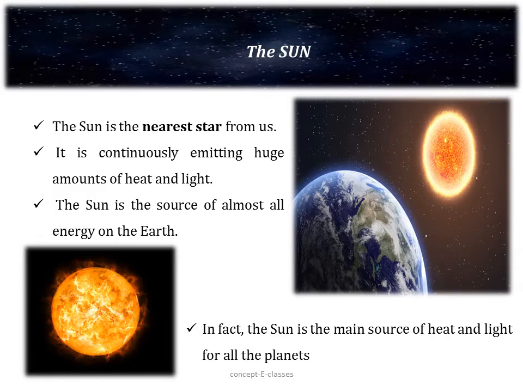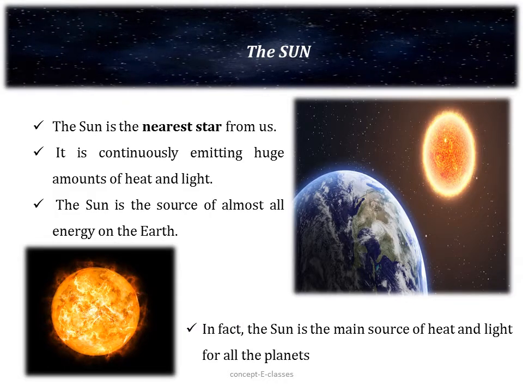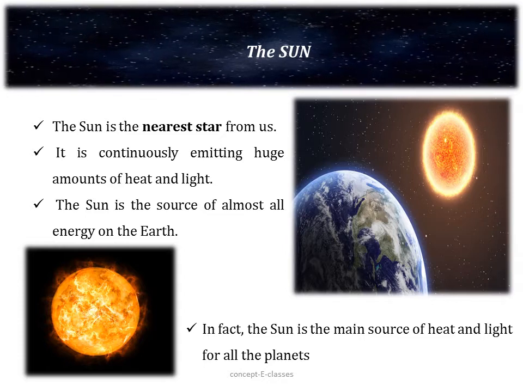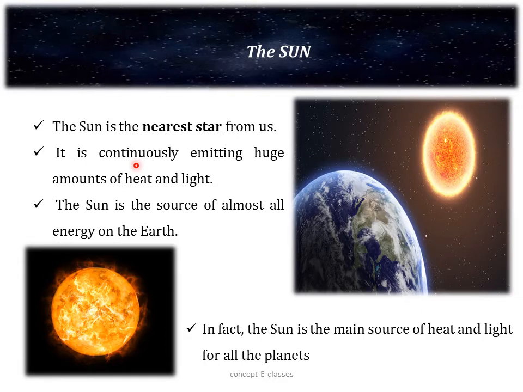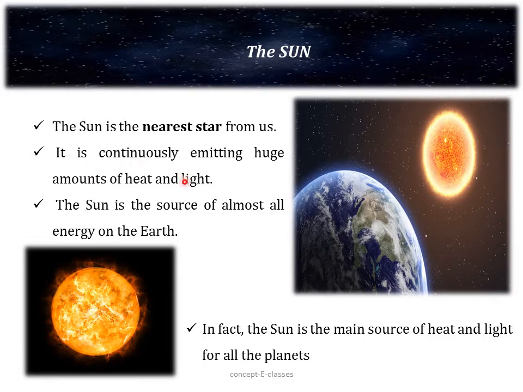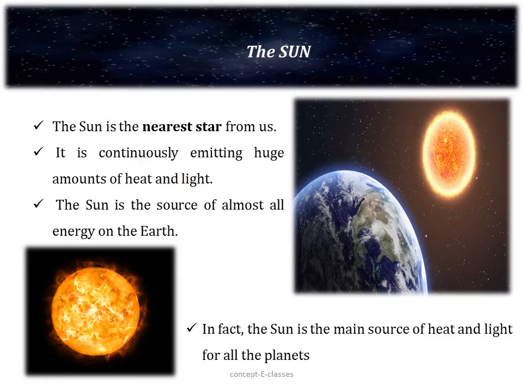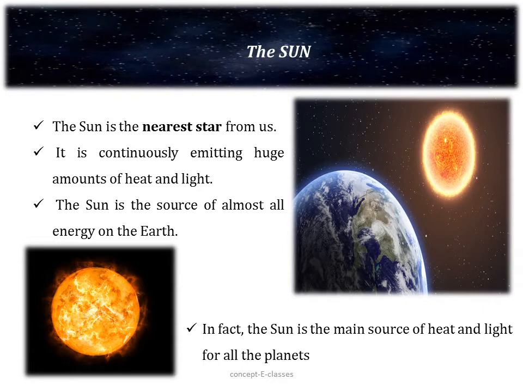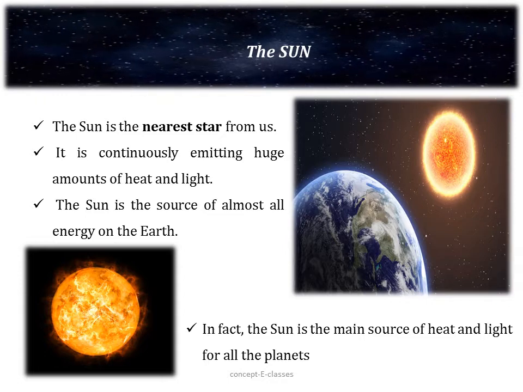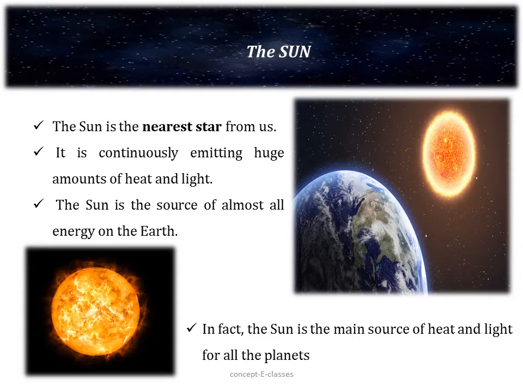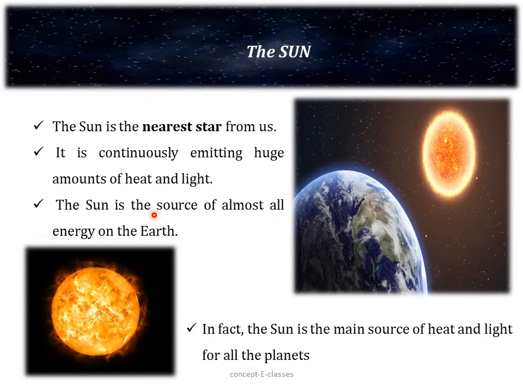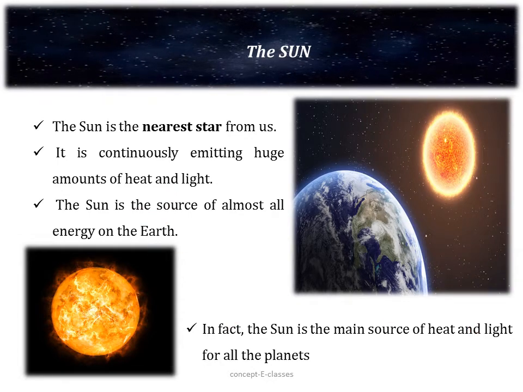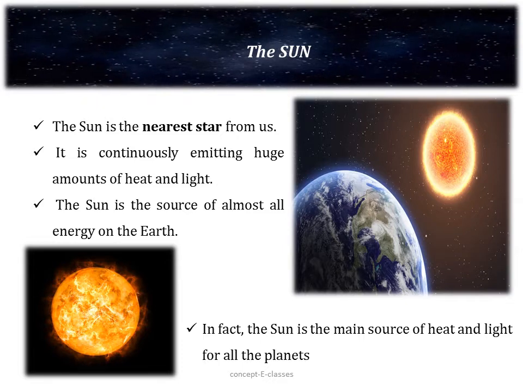Now let's discuss some of the members of the solar family. So the first one is the sun. The sun is the star at the center of the solar system and it is the nearest star from the earth. It continuously emits huge amounts of heat and light. It is actually a ball of gas which consists of about 92.1% of hydrogen and 7.8% of helium. Now the sun is the source of all energy on earth. In fact, the sun is the main source of heat and light for all the planets.